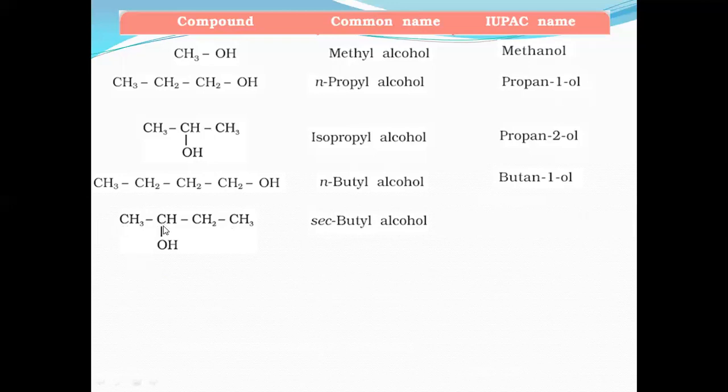1, 2, 3, 4. 4 carbon atoms, therefore it is butane. And the second position contains OH, therefore it is called butane-2-ol. Butane-2-ol.